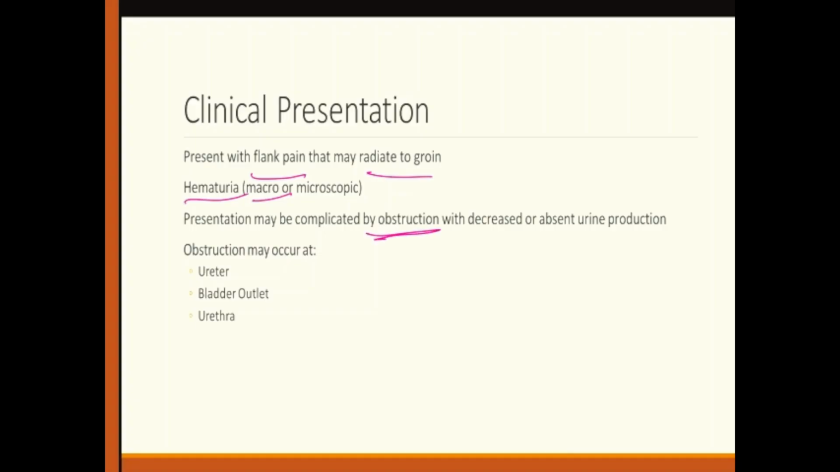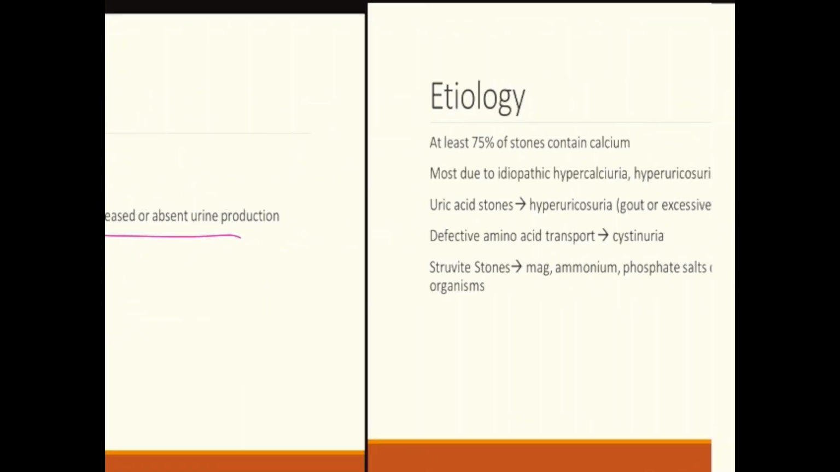Presentation may be complicated by obstruction. They may have decreased or absent urine production, depending on where these stones got lodged. If it's just one ureter, say the right one got blocked, the left one's still draining, so you will produce some urine, not a whole lot, because you still have one working kidney, but the other one will get backed up. And these are the spots where it can occur.